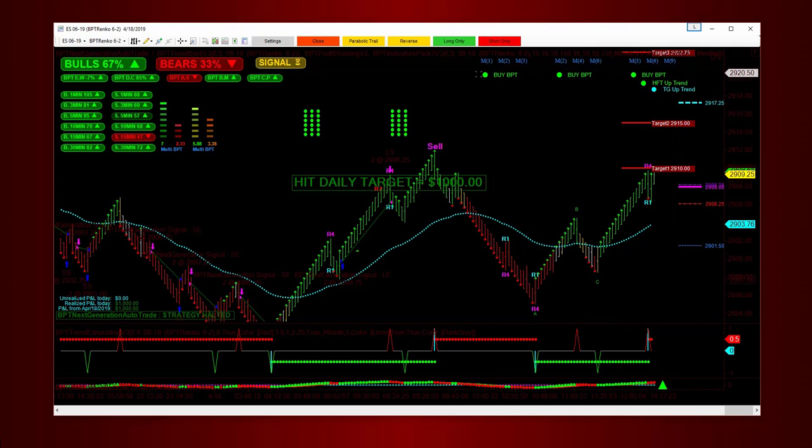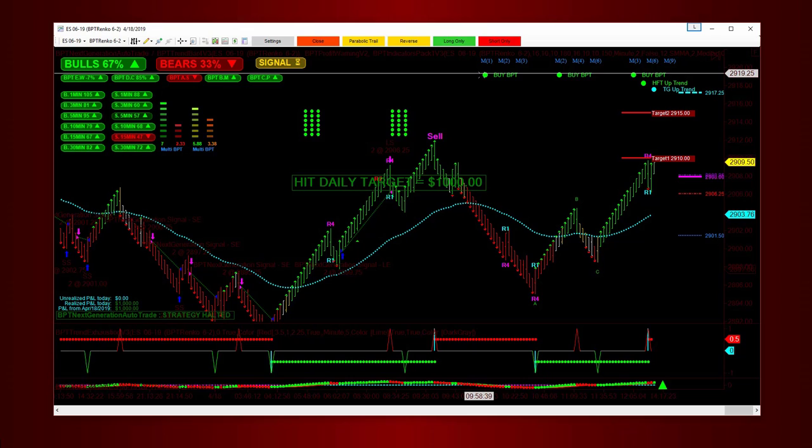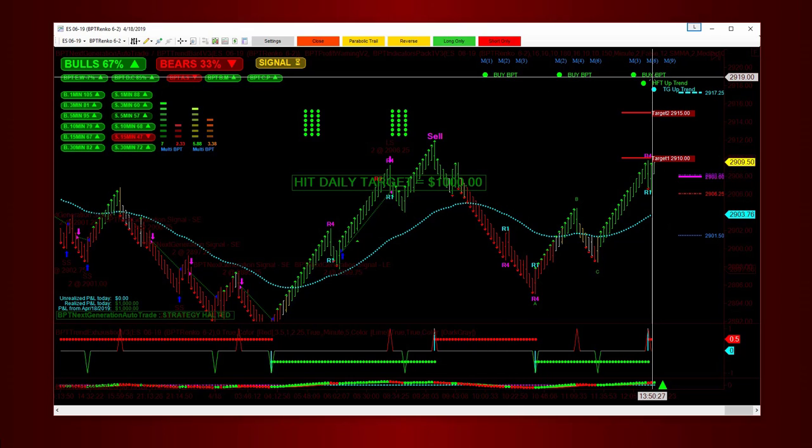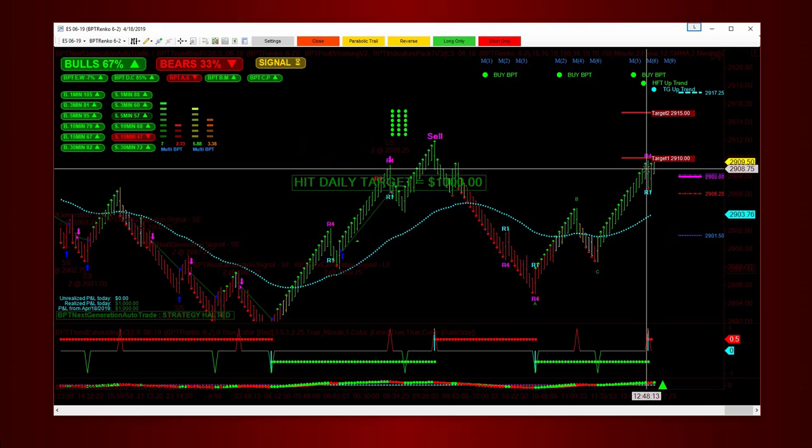In order for the auto trade to take a trade, if you want to, you can make the auto trade require a total of 90 indicators. Those 90 indicators have to be in the plus before the auto trade takes a trade.